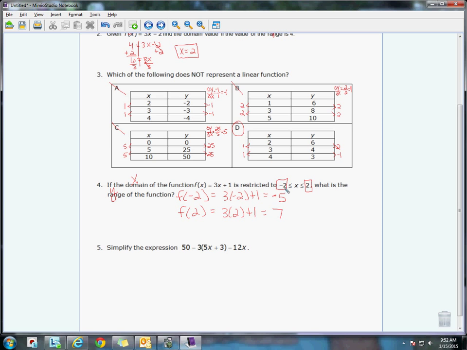Okay, all we're going to do where we boxed in negative 2 and 2, we're going to replace that with our answers now. So when we plugged in negative 2, we got negative 5. Keep your same inequality, less than or equal to. Instead of x, we had to find the range. Range is y, so we're going to replace that with y. Less than or equal to. When we plugged in a positive 2, we got 7. So this right here is going to be our answer.